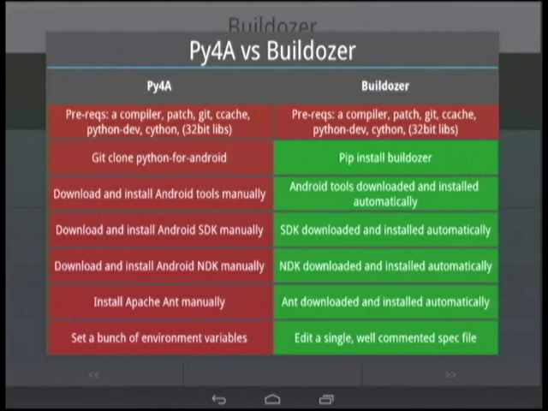And in Py4a, you have a bunch of environment variables that you have to set. In Bulldozer, well, instead of environment variables and that build command, you have one single spec file. Much easier to use and to get your settings right. It is really nice. I use Bulldozer all the time, so much that I have forgotten how to do things in Python for Android because I don't ever want to go back and use it manually.